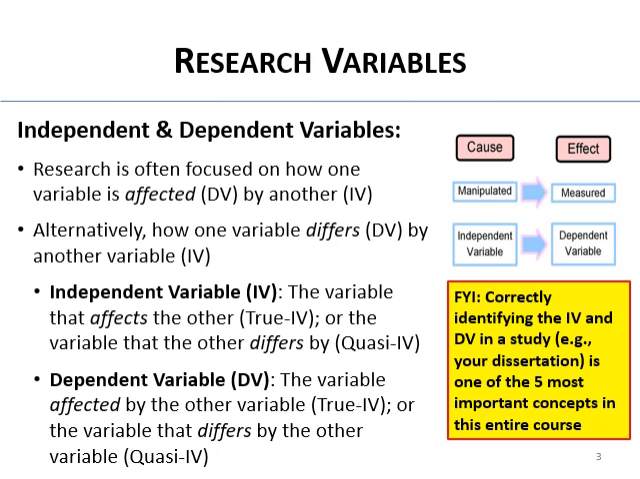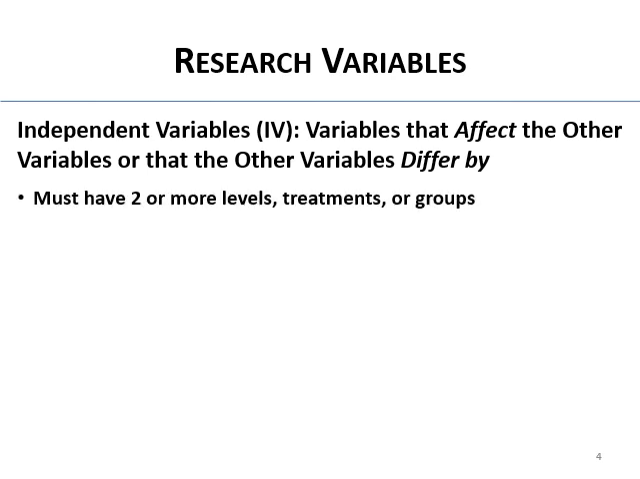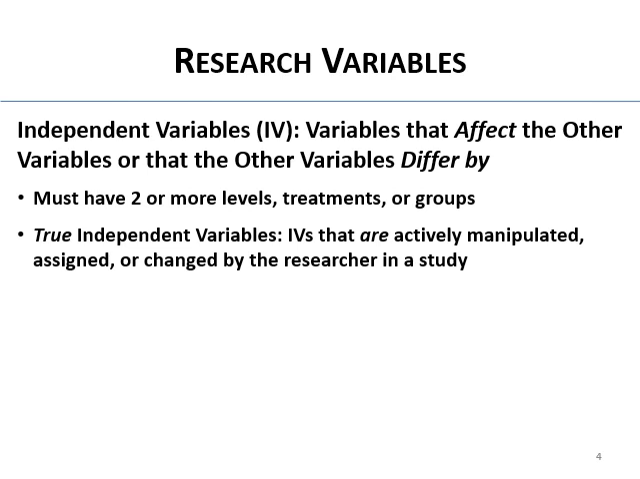So coming soon. The independent variables are the variables that we think affect the other variables or that the other variables differ as a function of. To be a variable, it has to have at least 2 levels, right? Otherwise it's a constant. That could be 2 levels, 2 treatments, 2 different groups. If it's all one group, it's not a variable, it's a constant, and it can't be the independent variable.